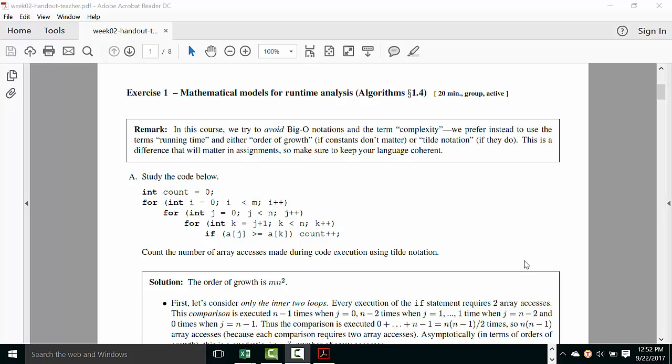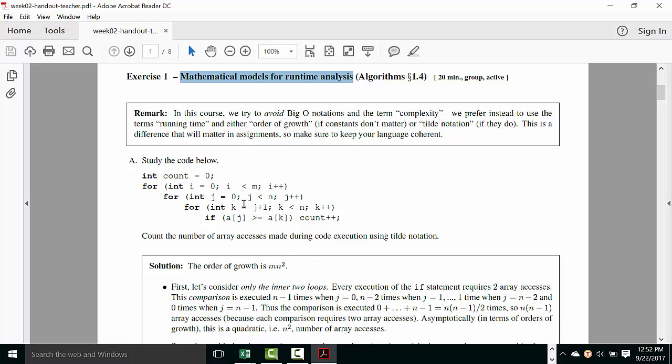So this video covers a partial solution, or somewhat of a complete solution in some ways you can say, to the precept on week number 2. One of the things that we needed to take more time to think about is the mathematical models of runtime analysis. For example, there are a few things that are very important.